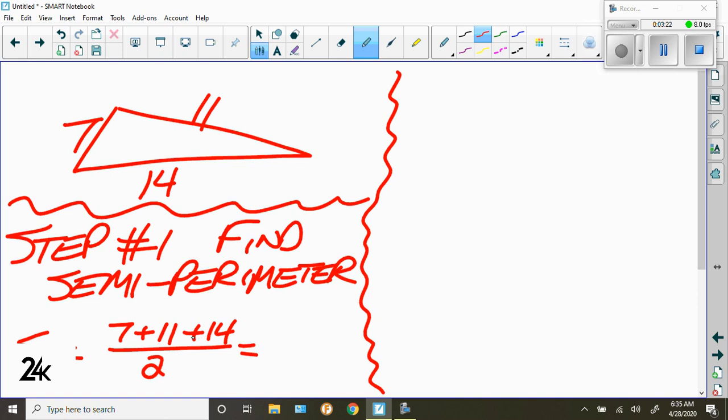Now I'm looking far and wide for my pink calculator. Ha! Found it.